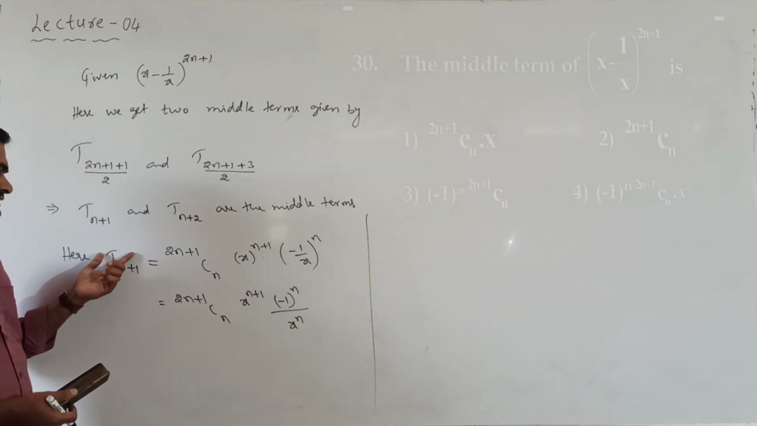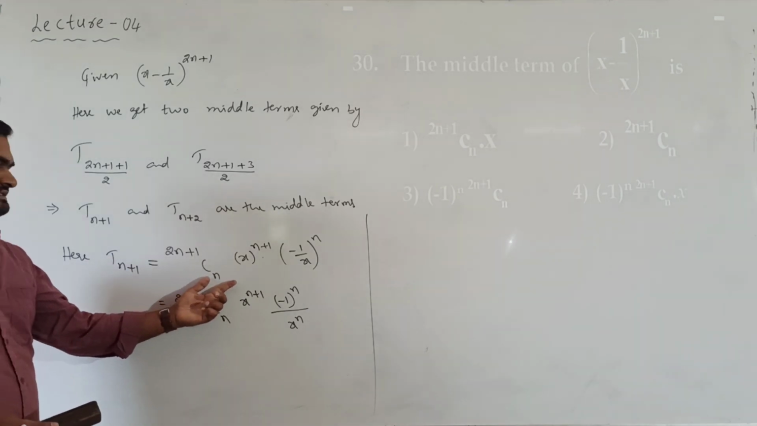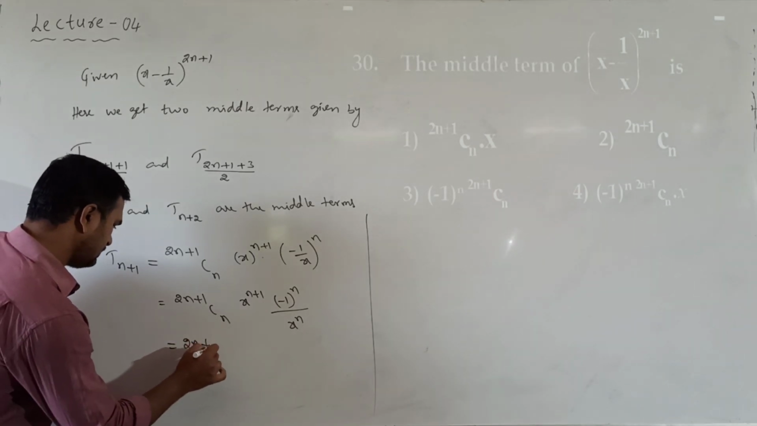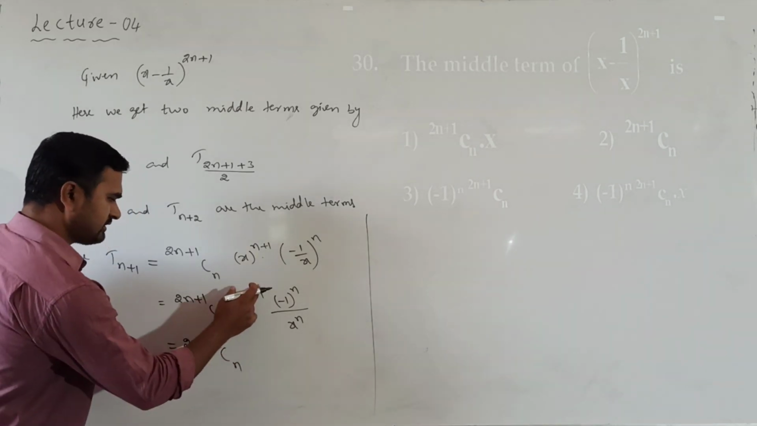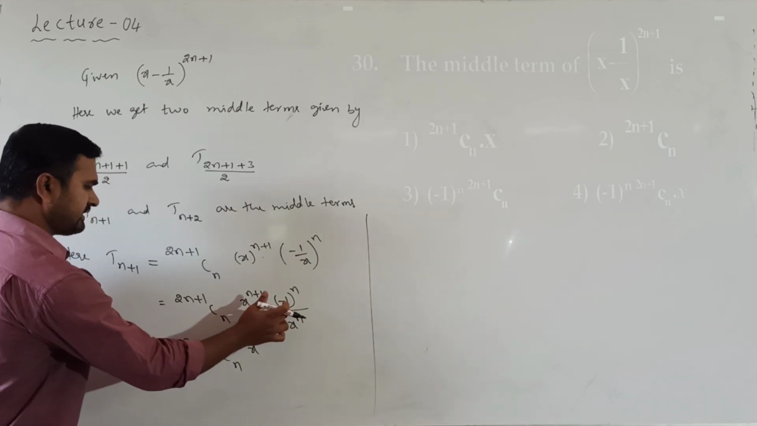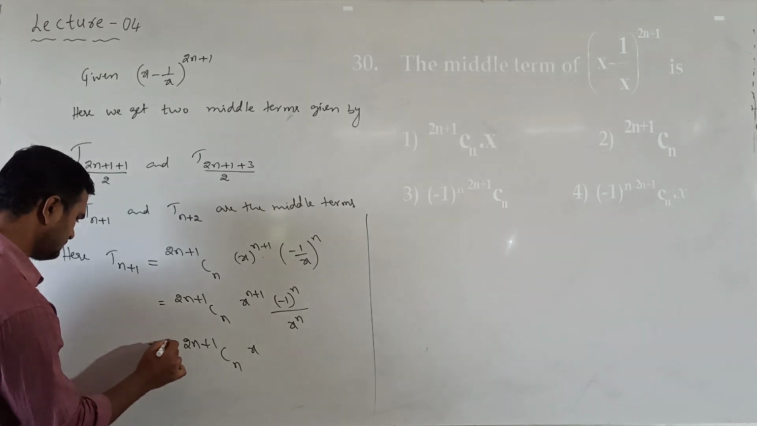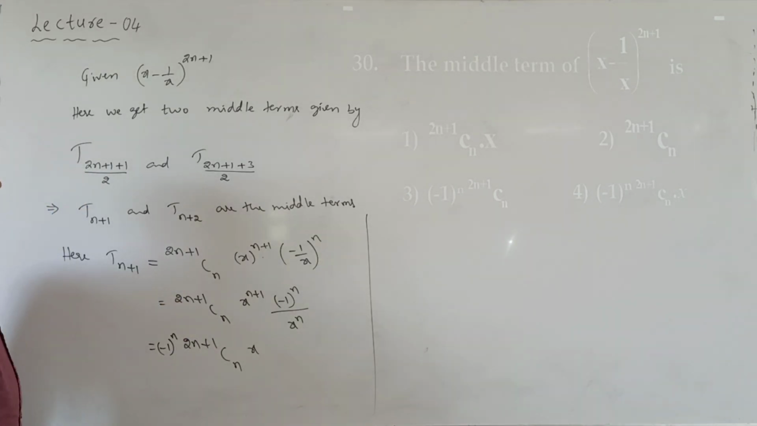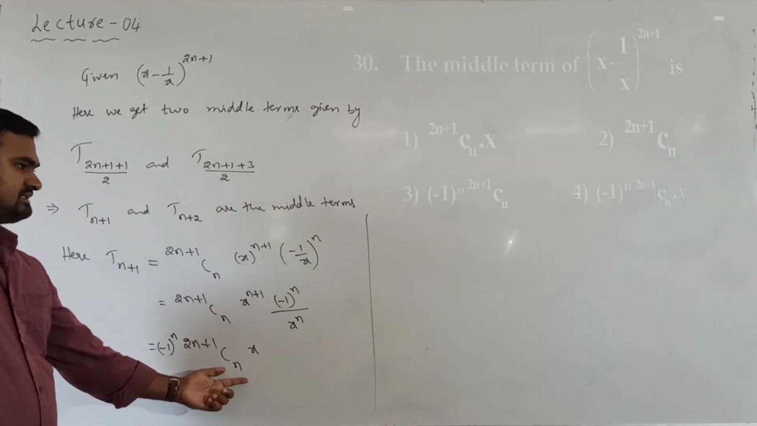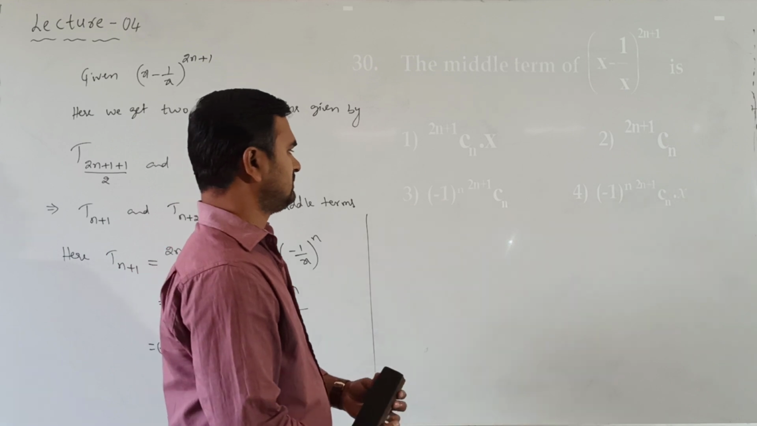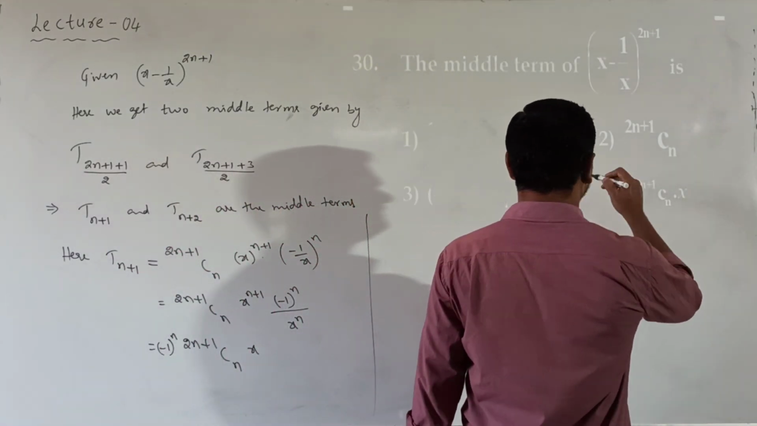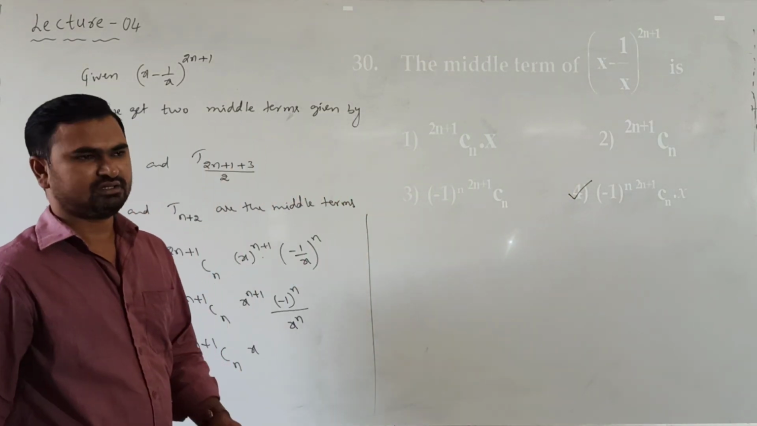Okay, applying the T r plus 1 formula, this is the correct expansion. Now see, 2n plus 1 Cn x power n plus 1 divided by x power n will be x and minus 1 power n. So this is one middle term, minus 1 power n 2n plus 1 Cn into x. Now observe minus 1 power n 2n plus 1 Cn into x. So we are having the fourth option, right?